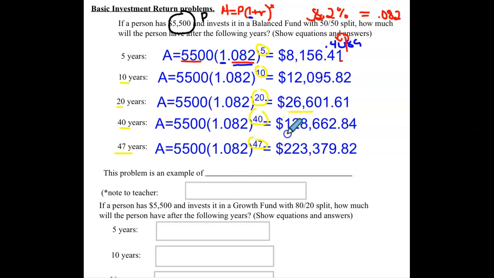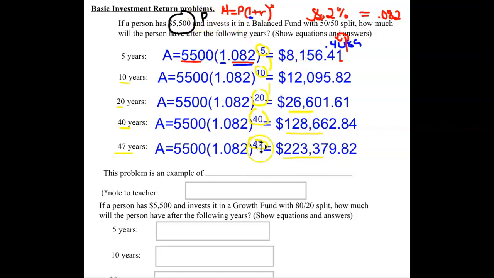After 40 years, we had made it up to $128,600. And after 47 years, we were at $223,379.82. So what I'd like you to notice here is as the time increases from 5 to 10 to 20, etc., the total value of that initial investment of $5,500 ends up being $223,379.82. So it's grown quite a bit in those 47 years.